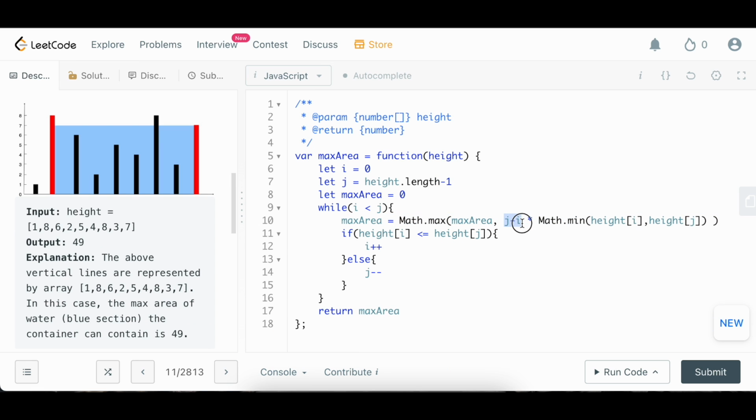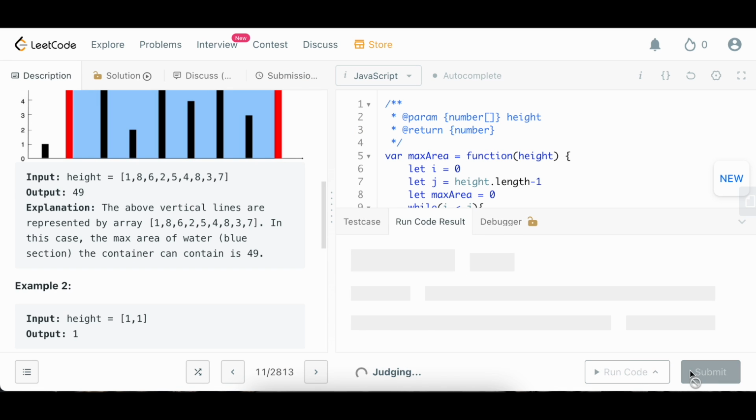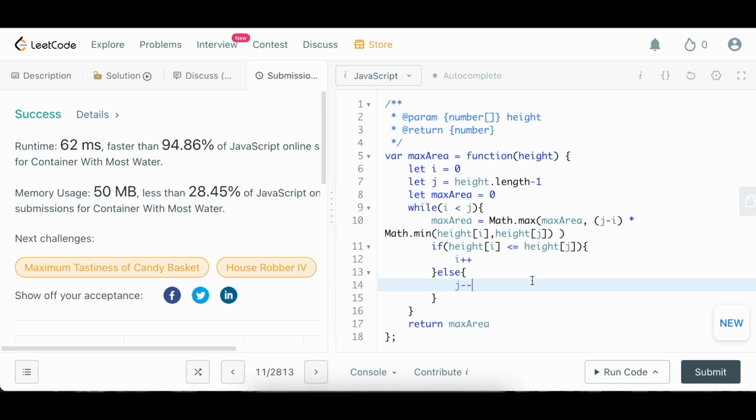And also we have to make sure that this is in brackets, and let's see if this is working fine. Yeah, as you can see, this is running well, because the runtime complexity is O(n).